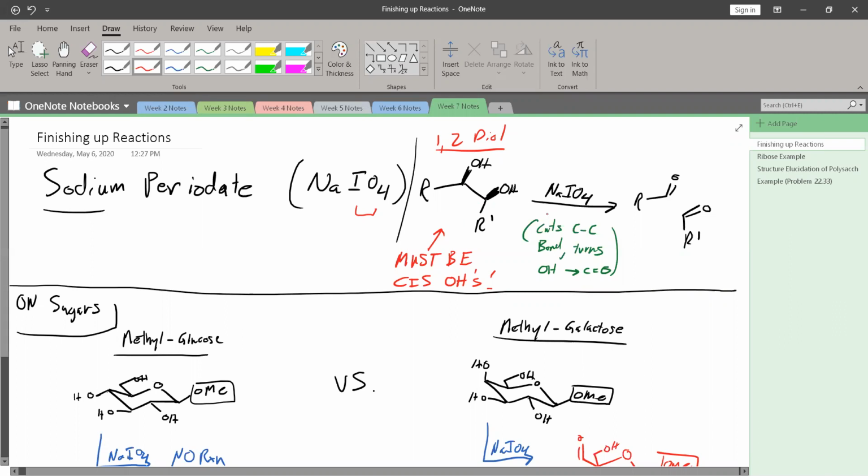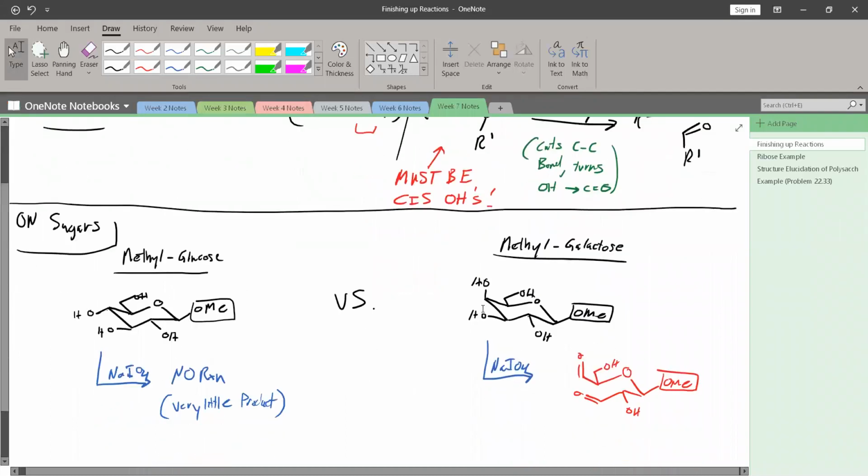Now, if I react this with sodium periodate, what I get is I actually cut this CC bond right in the middle right here, and I turn these OHs into C double bond O's. So in that case, this is what we get. We cut the CC bond in the middle, and then we turn those OHs into C double bond O. Okay, so how can we apply this to sugars? And I promise you that these are reactive to sugars.